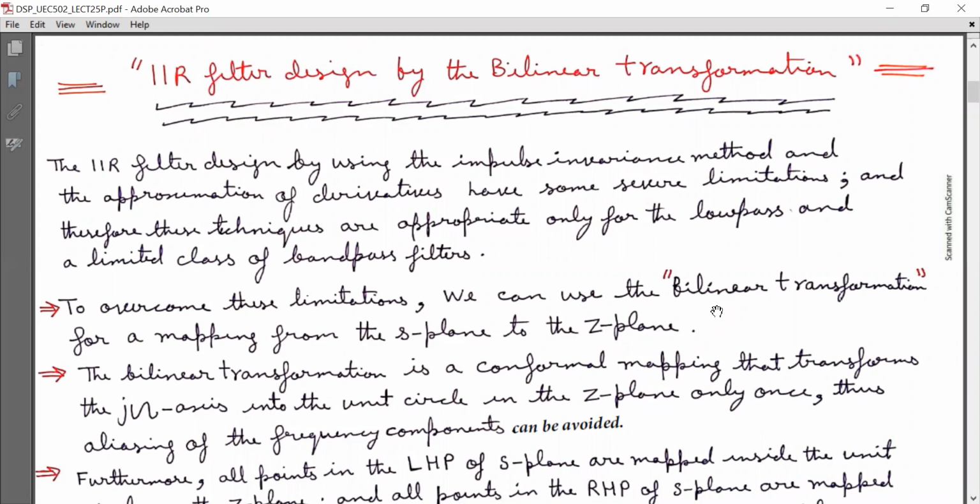IIR filter design using the impulse invariance method and the approximation of derivatives have some severe limitations, and therefore these techniques are appropriate only for low pass and a limited class of band pass filters. This we have done in the previous lectures. To overcome these limitations, we can use the bilinear transformation for a mapping from the S plane to the Z plane.